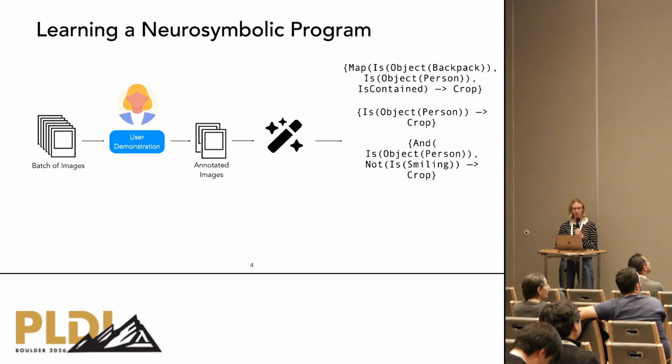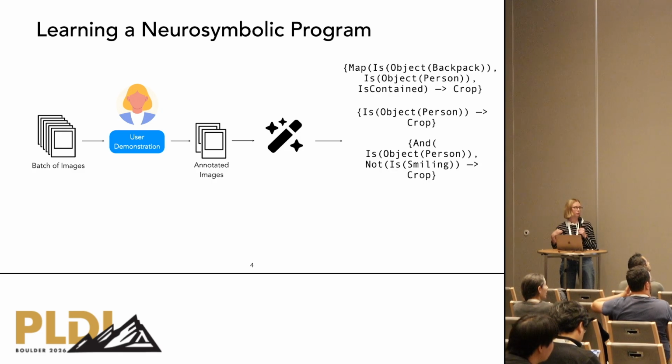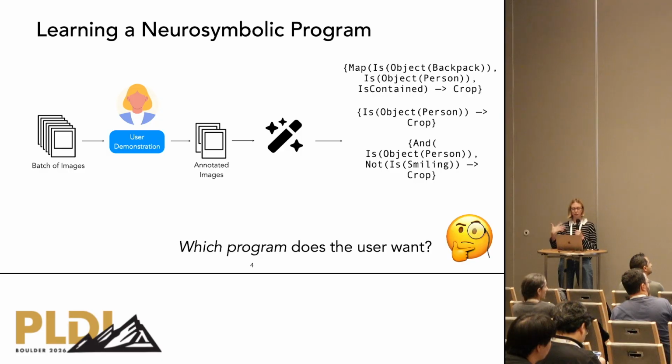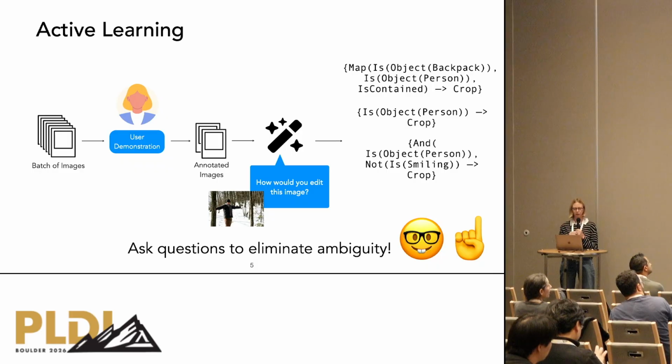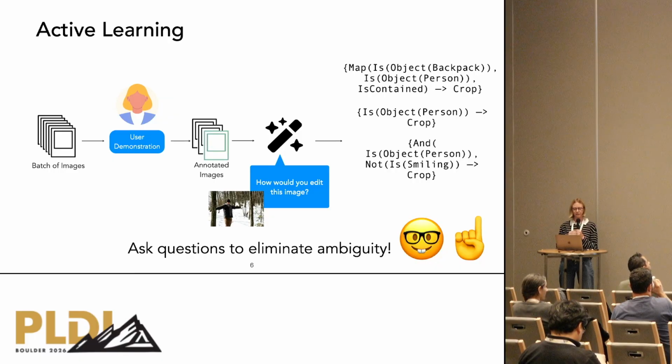However, there may be multiple programs that match the examples while behaving differently on other inputs. So the key challenge becomes: how do we determine which program the user actually wants? Prior work in synthesis has aimed to address this issue through active learning techniques that query the user to clarify ambiguities. For instance, an active learning procedure may ask the user to annotate an additional image in their library. This additional input-output example may then allow the system to rule out programs in the hypothesis space and identify the user's intended program.